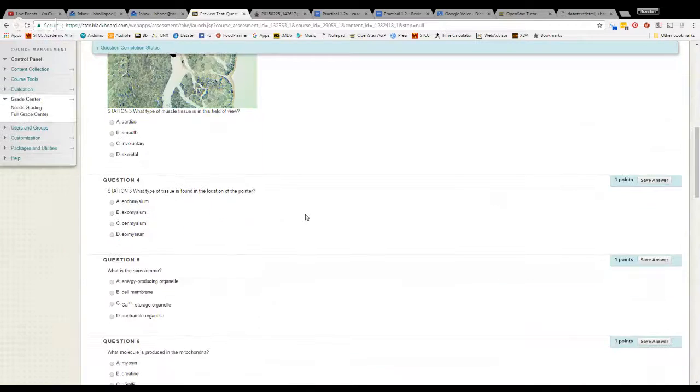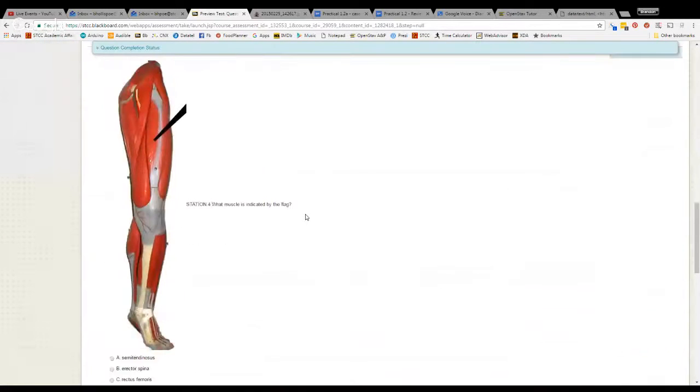Okay. And then later on, there's another one. I pulled a picture off of Google image search of the leg model like we have in our lab. And again, that's for this A&P 1 practical. You do not have to be concerned about the leg model stuff for this test because none of the cases are about the musculature of the leg.